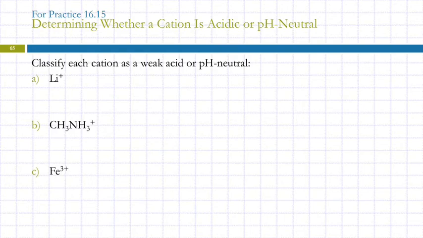Okay, classify each cation as a weak acid or pH neutral. So lithium ion, that is the counter ion of the base lithium hydroxide. Is that a strong base? Yes. So does lithium act as an acid? No, it doesn't, because it's pH neutral, because the lithium hydroxide dissociates completely. Lithium is not going to take anything back. So this is pH neutral.